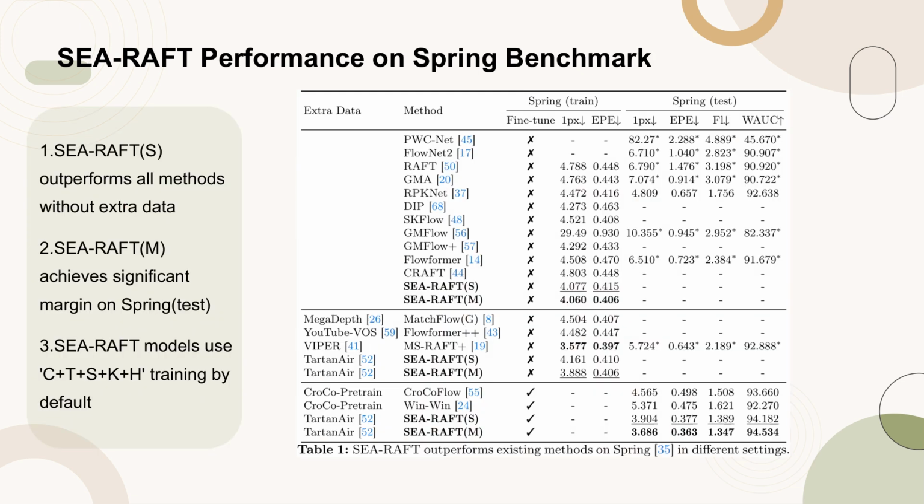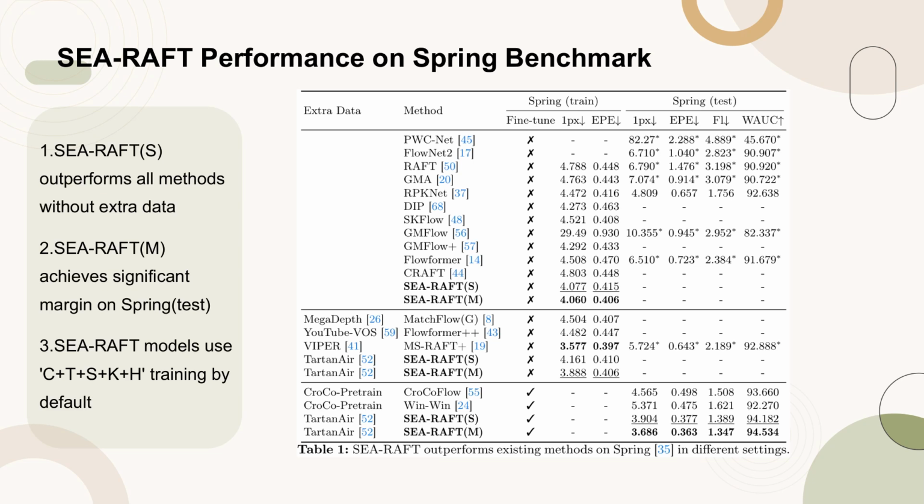Table 1 presents the performance of SEA-RAFT compared to existing methods on the Spring benchmark. The table highlights that even the smallest model, SEA-RAFT S, surpasses all other methods that do not use extra data. Specifically, SEA-RAFT S achieves superior results without fine-tuning on the Spring training set. Additionally, SEA-RAFT M demonstrates a significant margin of improvement on the Spring test set.